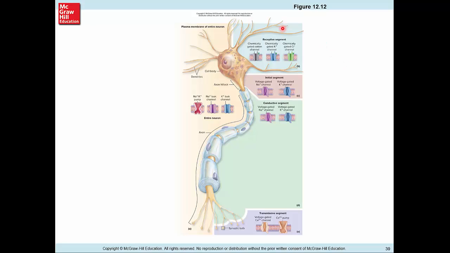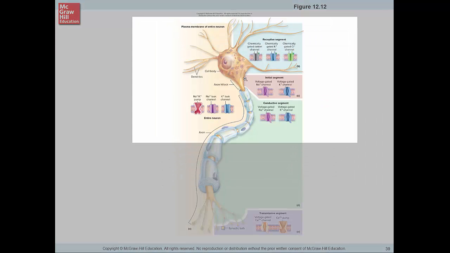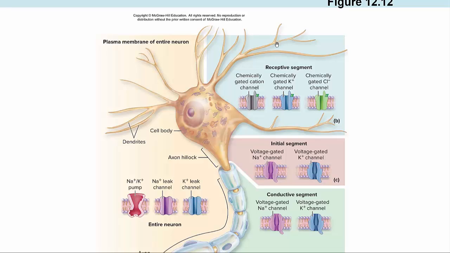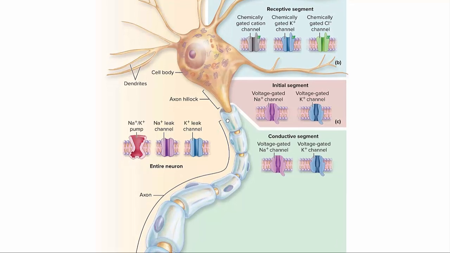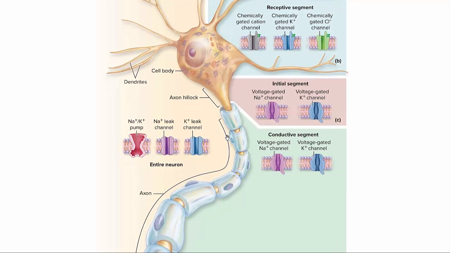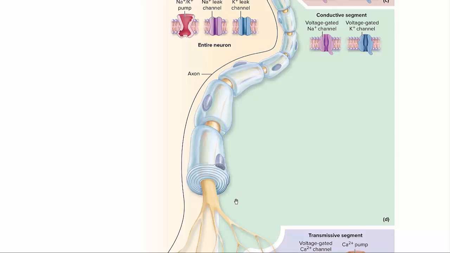So this is looking at the overall neuron and where you can find certain gated channels. Let's take a closer look. When information is coming in, you have depolarization. So along the entire cell, you have the sodium potassium pump, sodium leak channels, and potassium leak channels, which are going to allow for maintaining balance. But as you move along the neuron, you begin to find other types of channels like voltage gated channels for potassium and sodium along the way in order for signals to be sent properly.